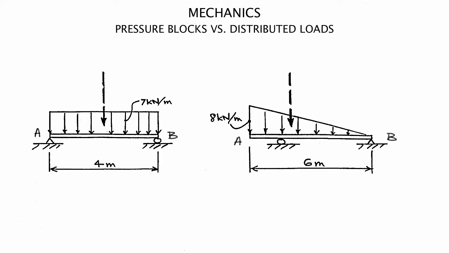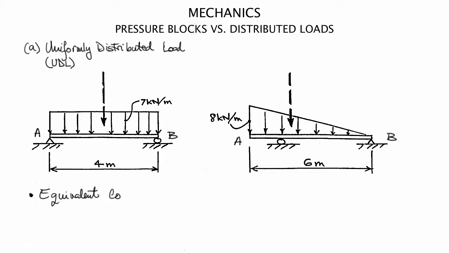What you see now on the screen are two examples of distributed loading conditions. On the one on the left, as you can see, the load intensity stays constant all along the beam from A to B and has a magnitude of 7 kilonewtons per meter. So we call this load a uniformly distributed load, or abbreviated a UDL. What we need to do is determine the equivalent concentrated force that corresponds to this type of loading.